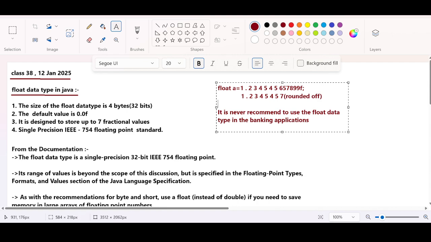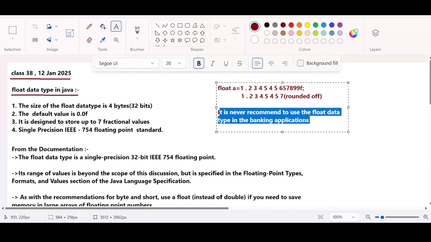If in the interview room they ask you where you can use the float data type in a real-time application, you should keep this in mind. Can I use the float data type in a banking application? No, we cannot use the float data type in the banking application. It is not recommended. Why is it not recommended?